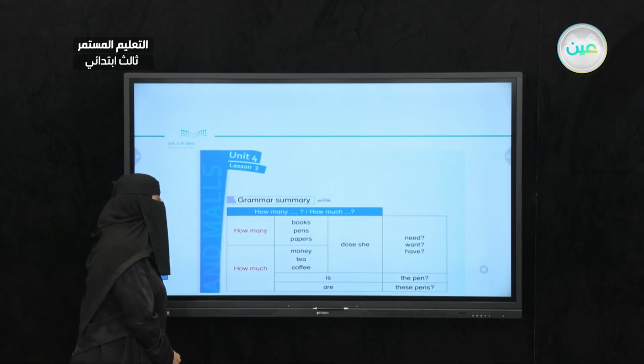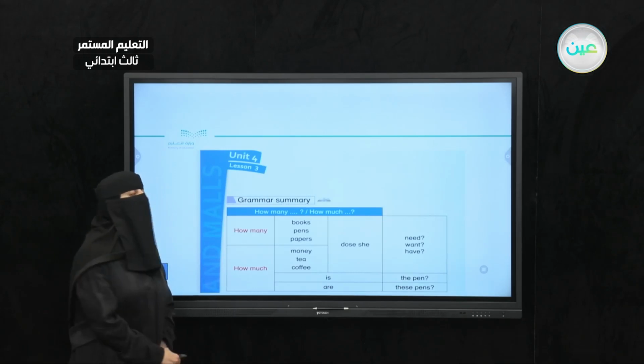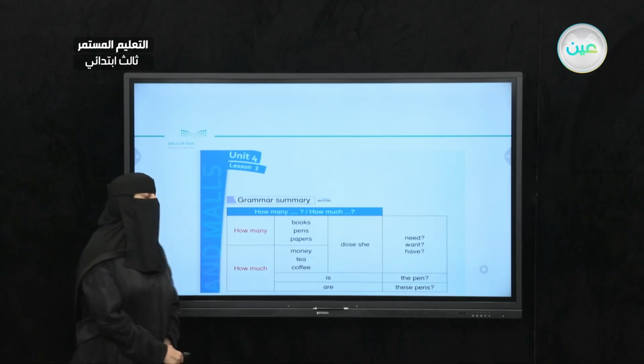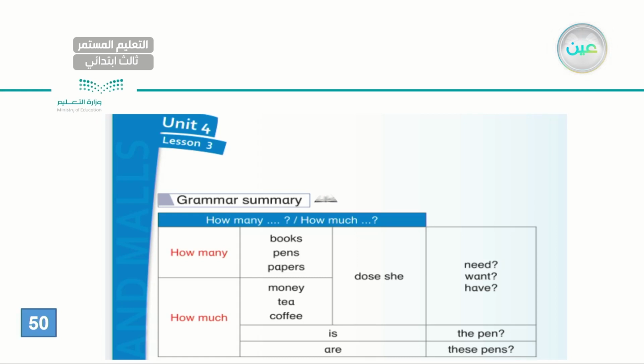Now notice here that I'm using how many only with countable nouns because I have books, pens, papers. All of these nouns are countable and they are in the plural form. How many books does she need? How many pens does she want? How many papers does she have? Okay, so how many is used with countable nouns.